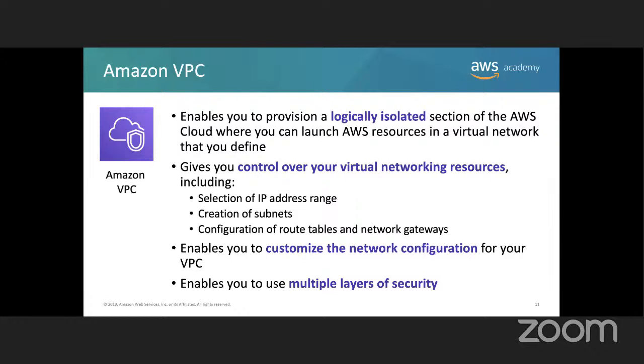So you can launch resources and you can have control over your virtual networking resources. Remember that you're responsible for the configuration of your VPC, for creating subnets, for securing your VPC, your network. You're responsible for that. Amazon VPC is free. You don't have to pay for it, right? You can have up to 5 VPCs per region. Up to 5 VPCs per region. That is the default value for a new account.